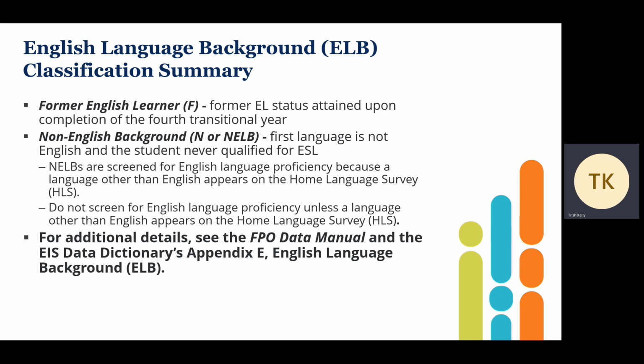Non-English language background, N or NELB: first language is not English and the student never qualified for ESL services. It's important to keep in mind that NELBs are screened for English language proficiency because a language other than English appears on the home language survey. Please do not screen for English language proficiency unless a language other than English appears on the home language survey. For additional details about English language background classifications, please see the FPO Data Manual and the EIS Data Dictionary's Appendix E, English language background.